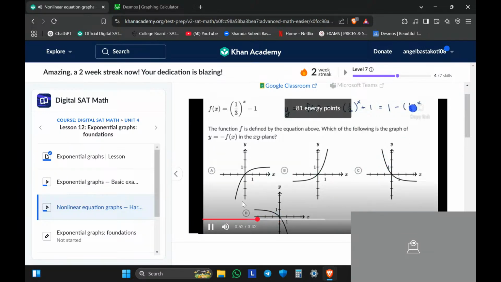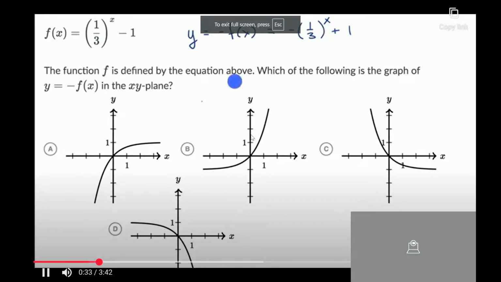It'll then be plus 1, or we could even write it like this. This is the same thing as 1 minus 1/3 to the x.